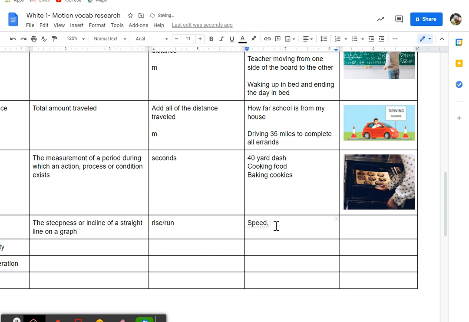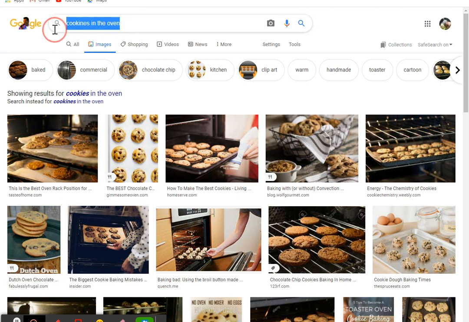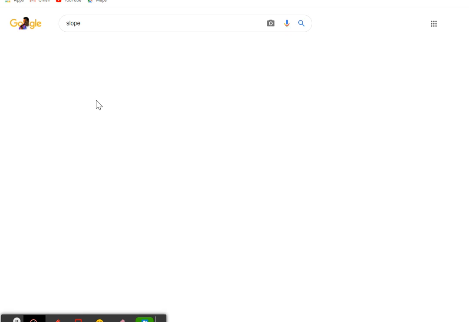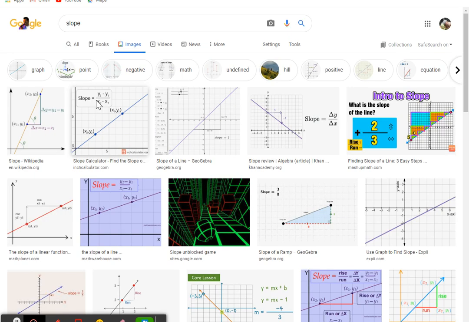Can anybody think of any other time we would graph a straight line that would be a slope? This one you may not have done. Have you guys graphed acceleration yet? Yes, you have? So constant acceleration would be a slope. A changing acceleration would not give us a straight line. It would be a curved line. All right, so I'm just going to type in slope. Anybody have any questions on any of these words yet? Everybody at home is okay?